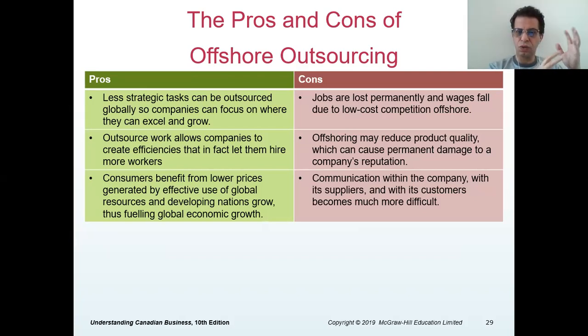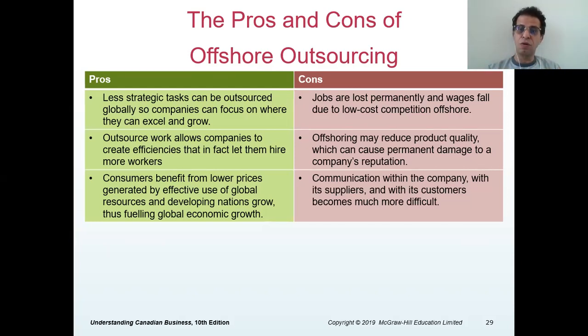Outsourcing work allows companies to become more effective and more efficient, cheaper, and consumers benefit from eventual lower prices, which is generated by the use of global resources. So it's cheaper to produce a T-shirt in Vietnam or a runner for Nike in Vietnam, and eventually, I'm supposed to get it at a cheaper price.